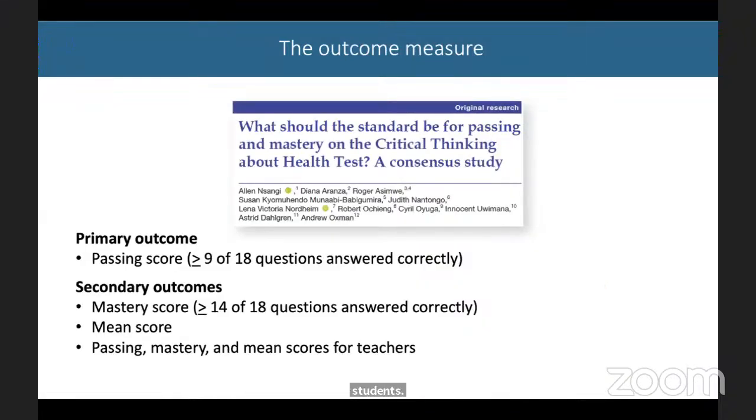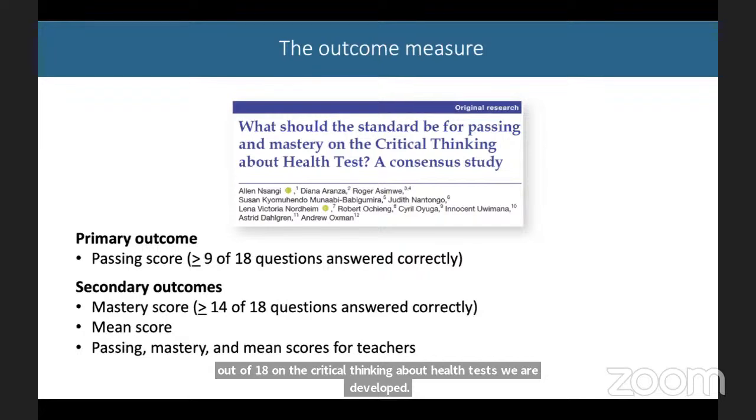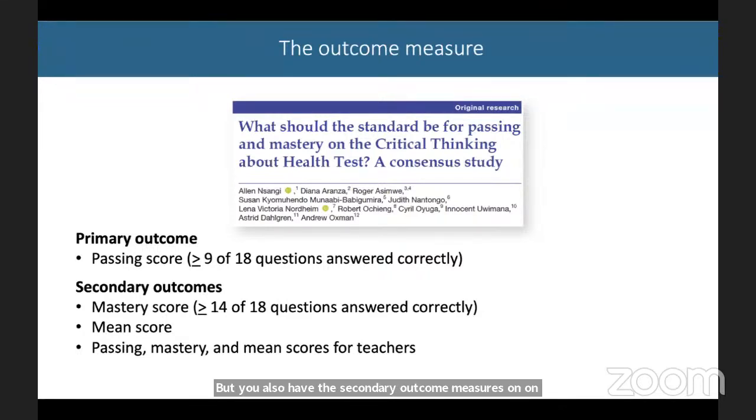Then we also defined the outcome measures that we had to assess in our trials. The primary outcome measure was whether the students who had gone through these resources, in comparison with the control, were able to achieve at least 9 scores out of 18 on the critical thinking about health test we had developed. We also had secondary outcome measures on the mastery score, defined by whether the student achieved 14 out of 18 or above. And we also assessed the mean score, and the passing, mastery, and mean score for the teachers who participated in the trial.